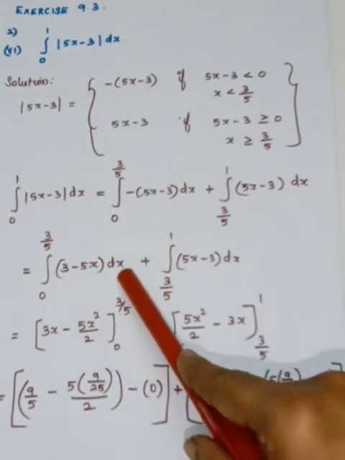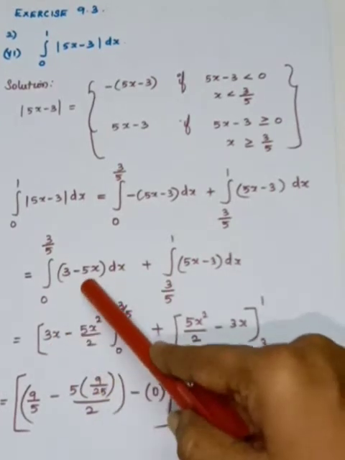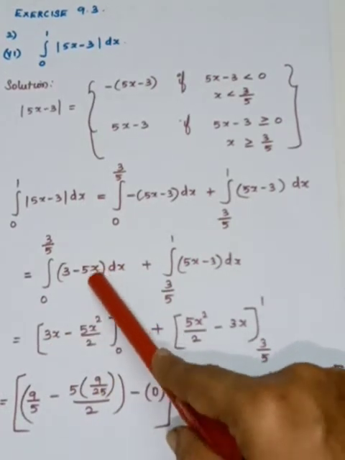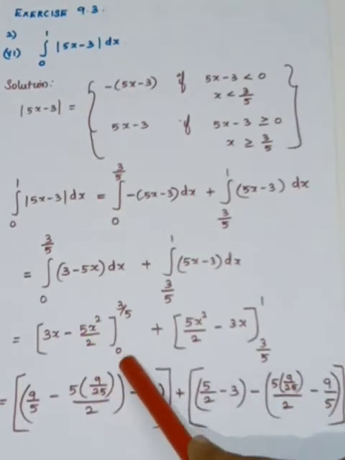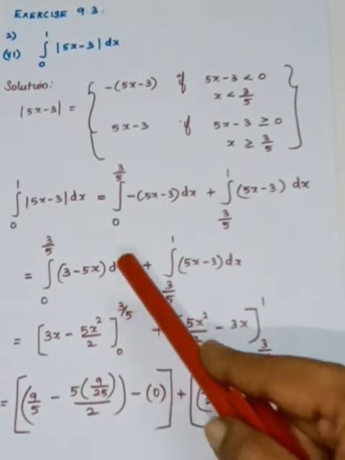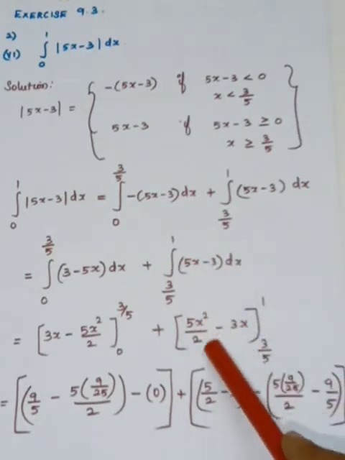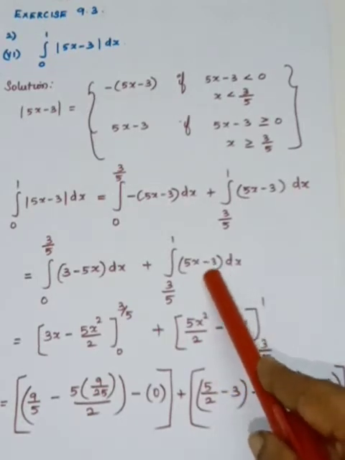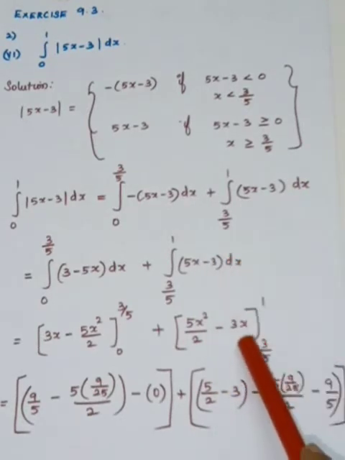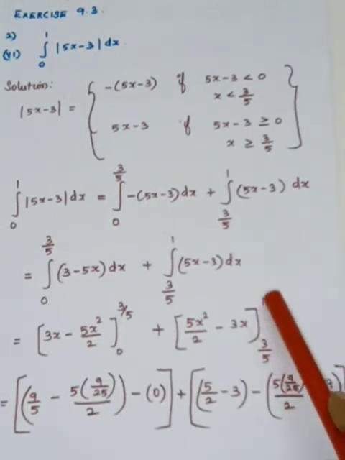So 3 into dx, the integration is 3x, minus 5 is a constant. What is the integration of x dx? It is x squared by 2. Okay, and the limits are 0 to 3 by 5. The same way, if you integrate, 5x can be integrated as 5x squared by 2, minus the constant 3 into dx can be integrated as 3x, and you have to write the limit 3 by 5 to 1.